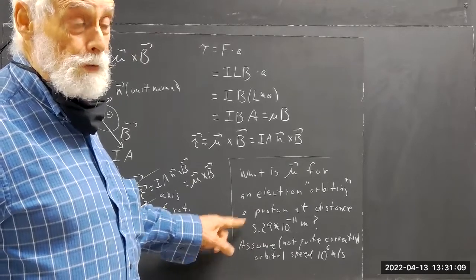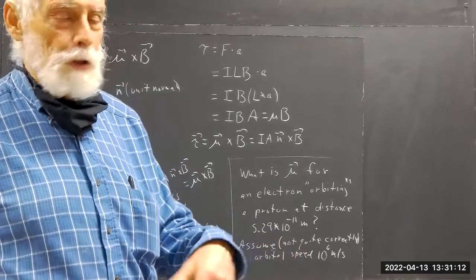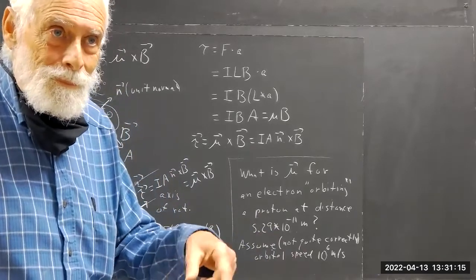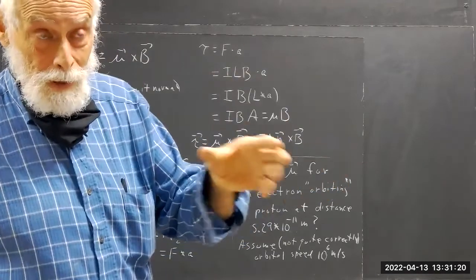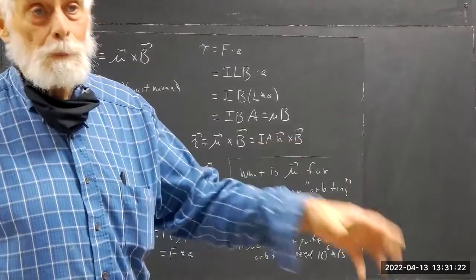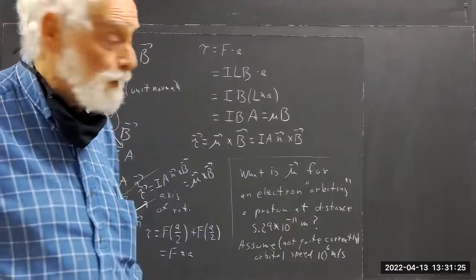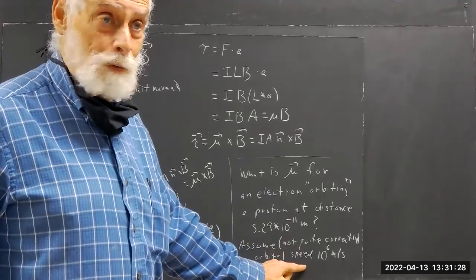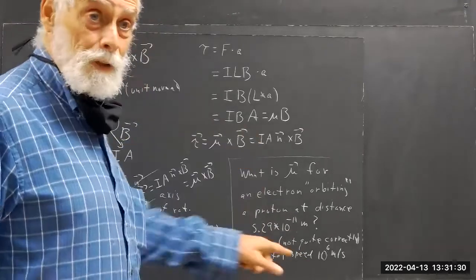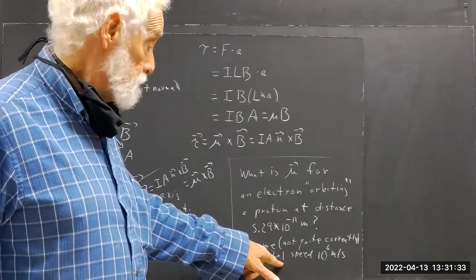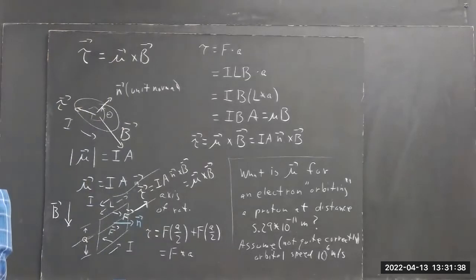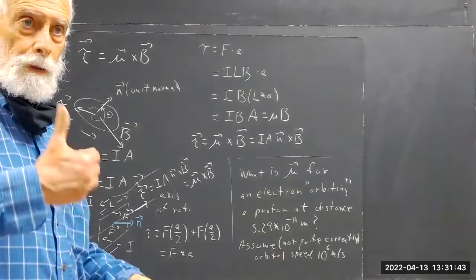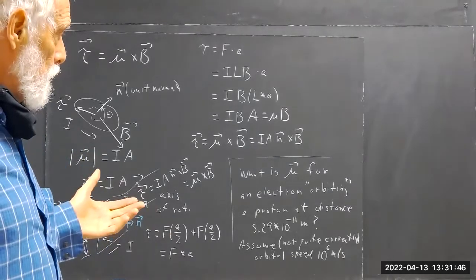And that big number tells you how many electron charges pass a point every second. And of course, the electron charge is 1.6 times 10 to the negative 19th coulombs. So you're going to multiply that by how many times it passes in a second to get the current, which you then multiply by the area to get the magnetic moment, the magnitude of the magnetic moment. And of course, it's oriented perpendicular to the loop.